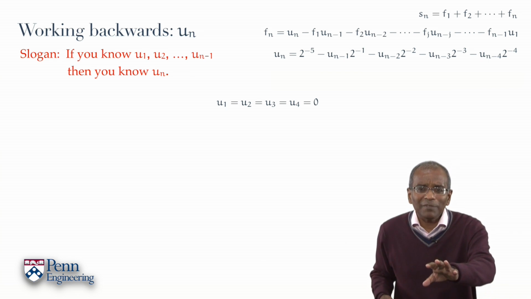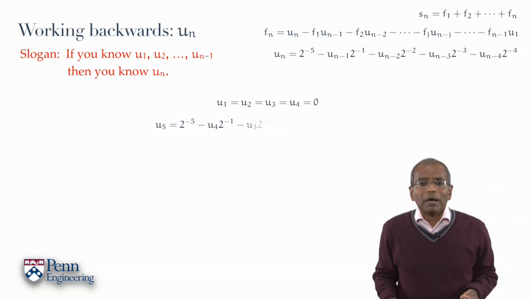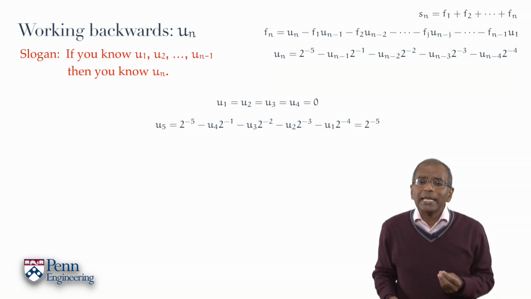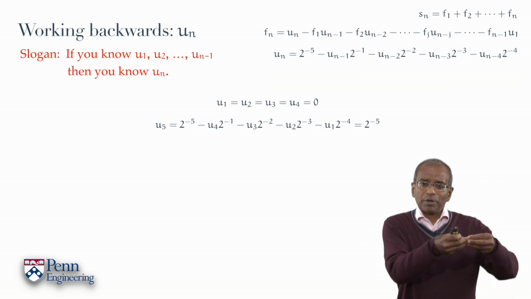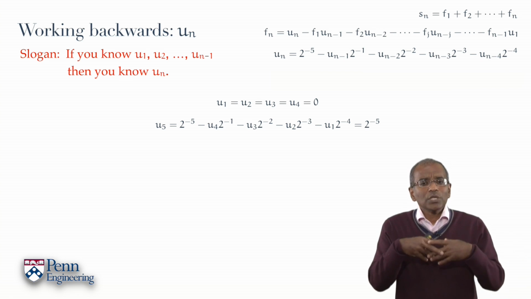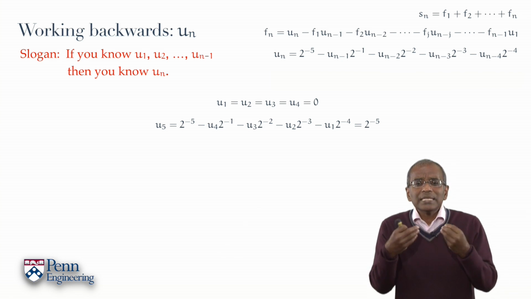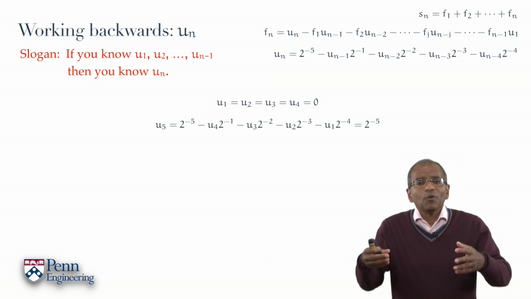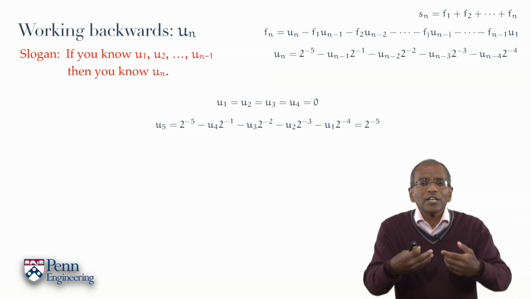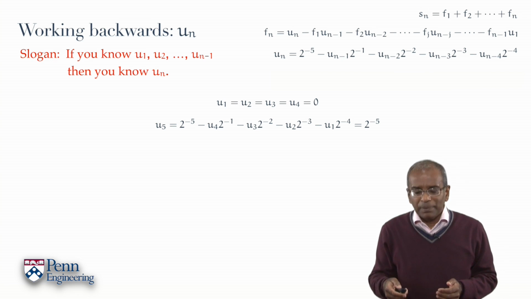What about u5? Well, we know what u5 is, but let us test our formalism. We've got a formula sitting above us. Let's plug it in with n equal to 5. And if you plug in n equal to 5, well, you get an expression on the right, which is 2 to the power minus 5, from which you subtract away terms involving u1 through u4. But u1 through u4 are all 0. They all vanish quietly, like the snows of yesteryear. And what remains is simply 2 to the power minus 5.